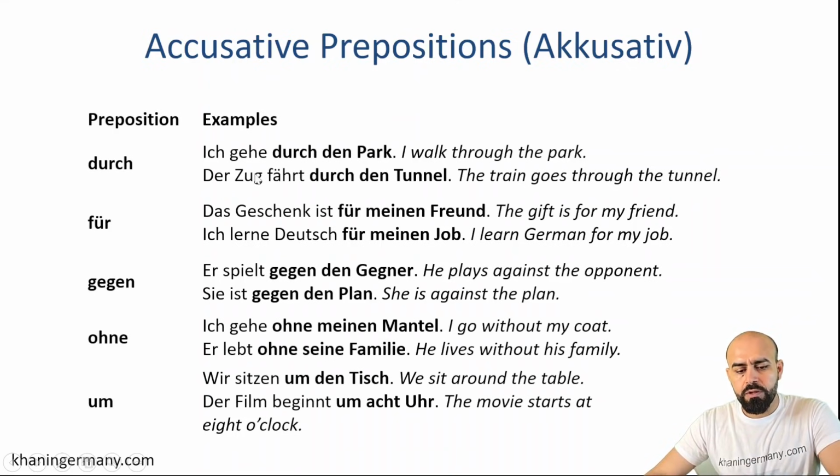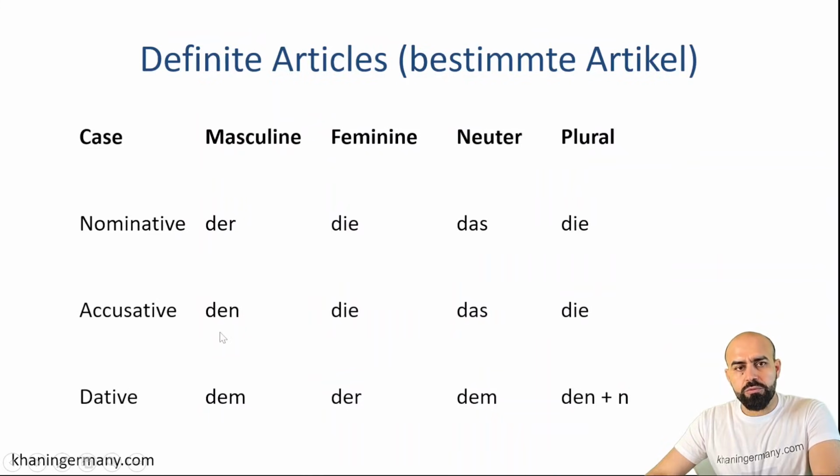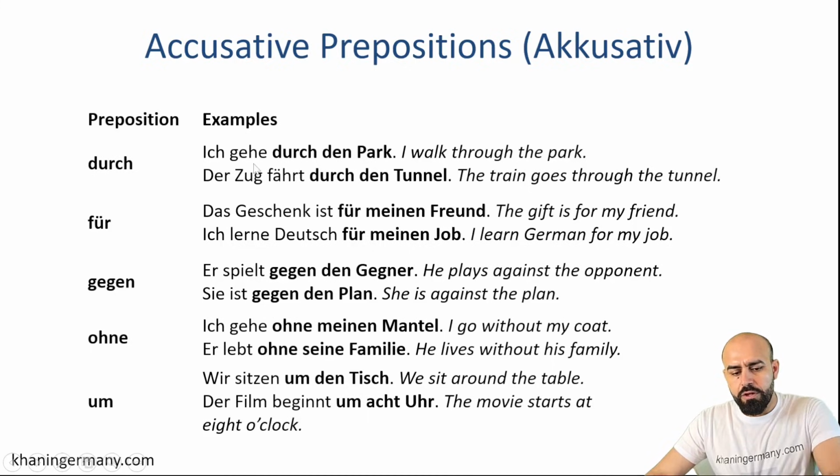So I have some example sentences for you. Ich gehe durch den Park. In nominative it is der Park, but since we are using the preposition durch, we are converting der to den. Okay, der gets converted to den in accusative. So, ich gehe durch den Park. I walk through the park.